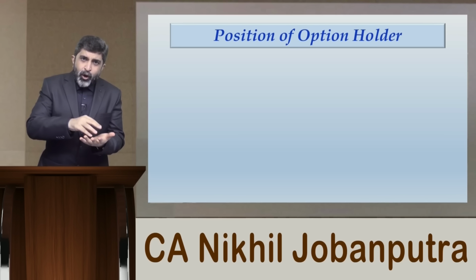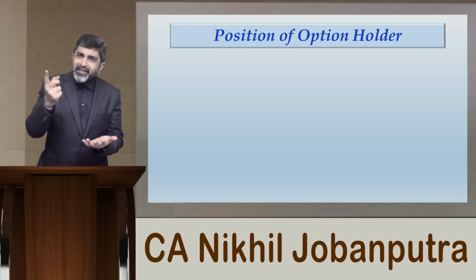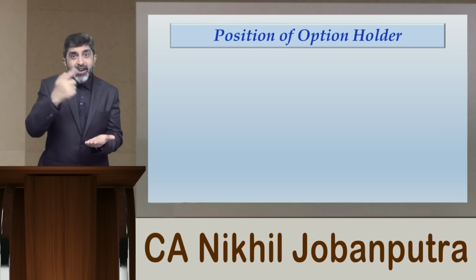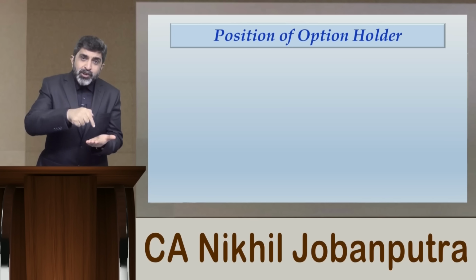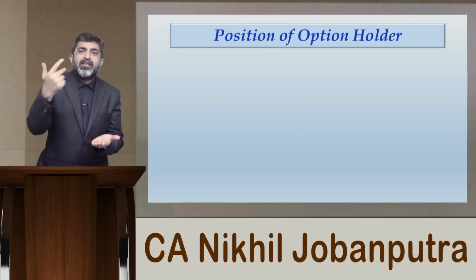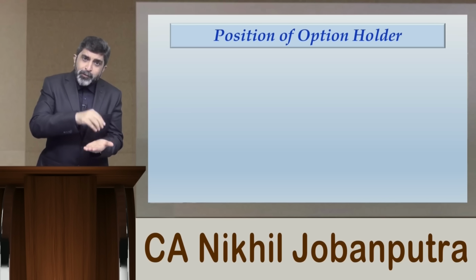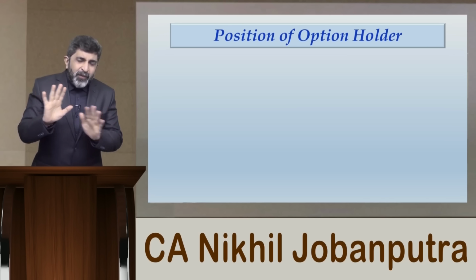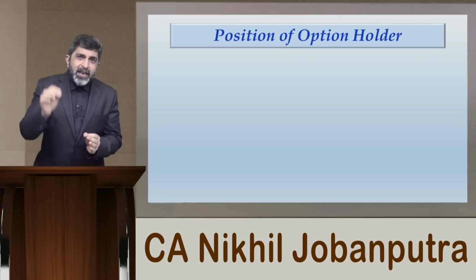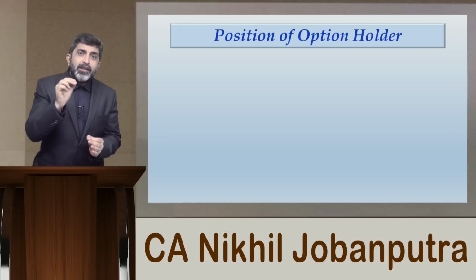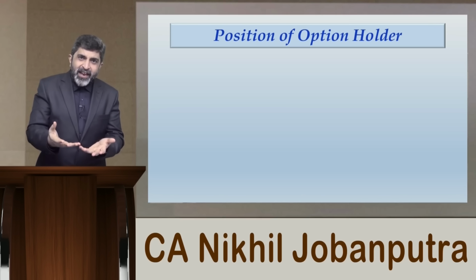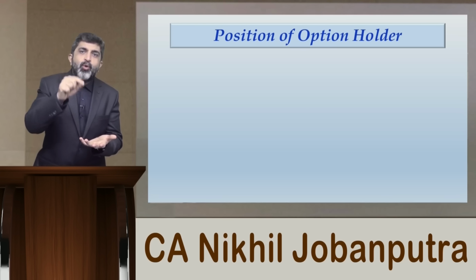Now, in case of an option holder's position, once you identify, the counterparty is option writer. So simple point is, if option holder is in the money, option writer will be out of the money. If option holder is out of the money, option writer will be in the money. If option holder is at the money, option writer will also be at the money. But when we generally talk about position of any party, we are always concerned with the position of the option holder. Why? Because option writer has nothing to decide, correct? It is option holder who has to decide.